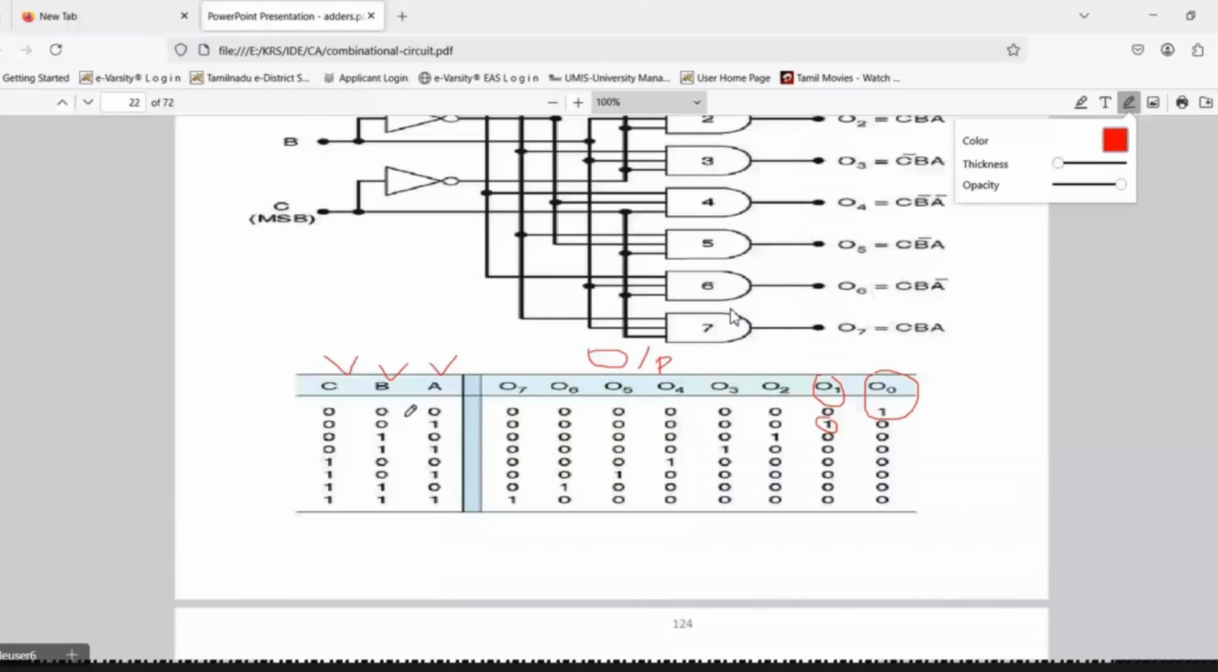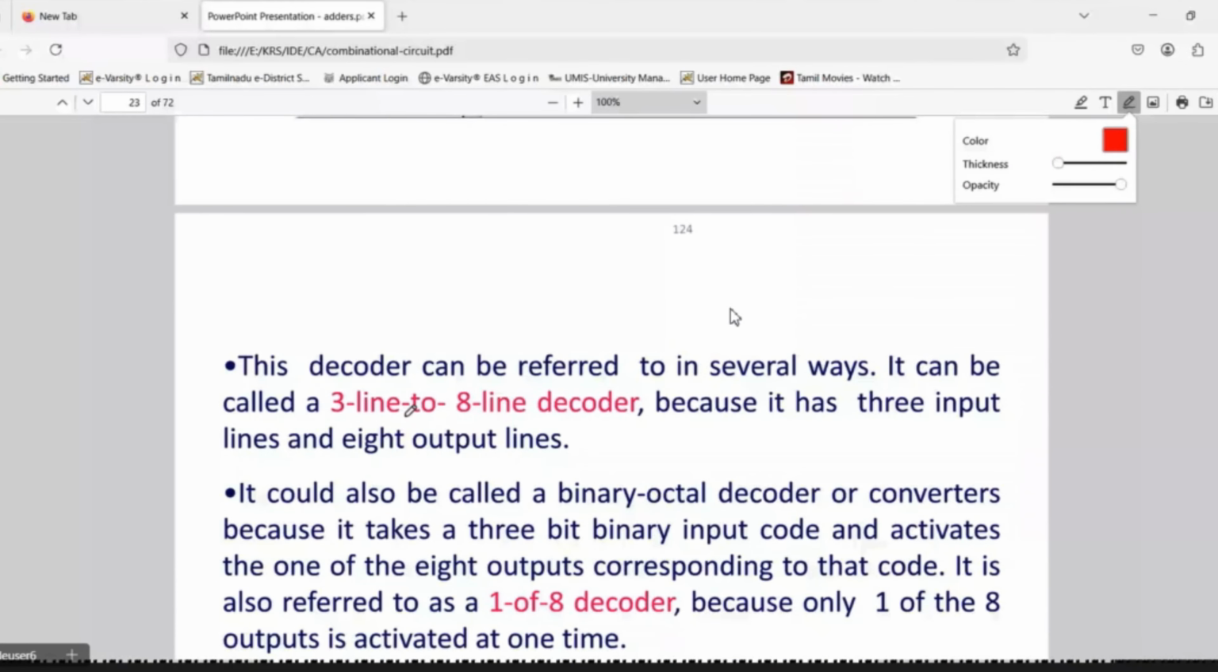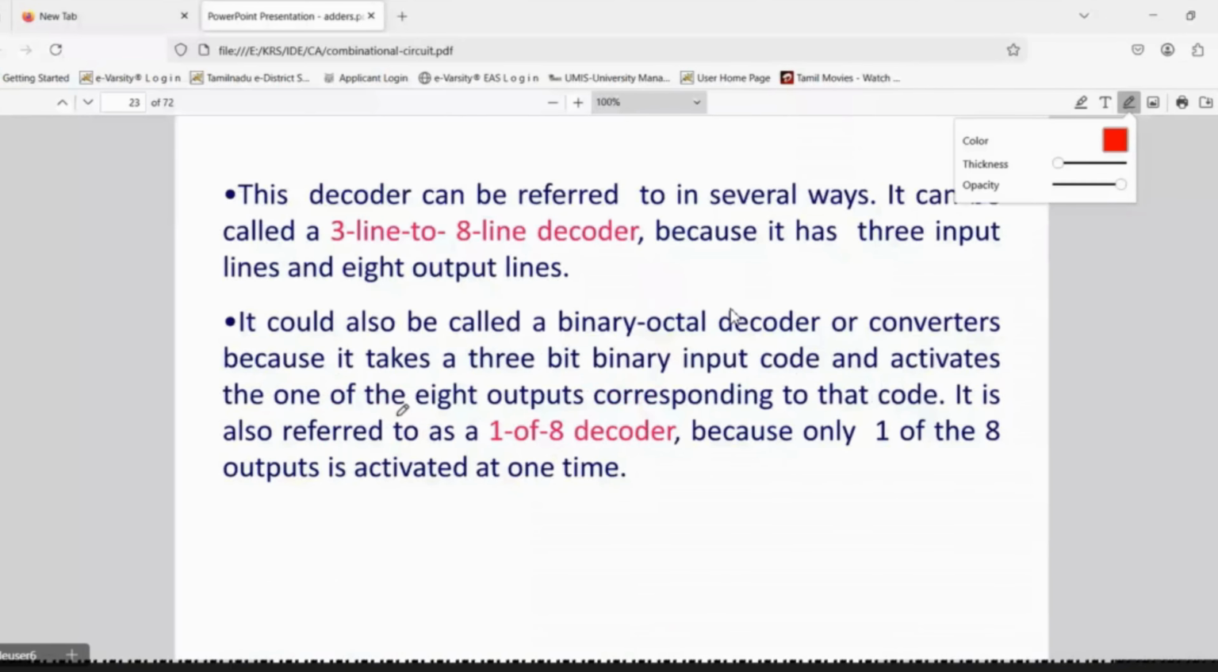This decoder can be referred to in several ways. It can be called a 3 to 8 line decoder because it has 3 input lines and 8 output lines. It could also be called a binary to octal decoder or converter, because it takes a 3-bit binary input code and activates one of the 8 outputs corresponding to that code. It is also referred to as a 1 of 8 decoder because only one of the 8 outputs is activated at a time.